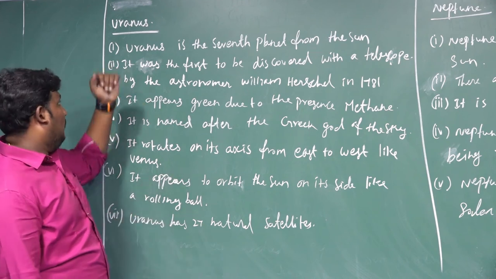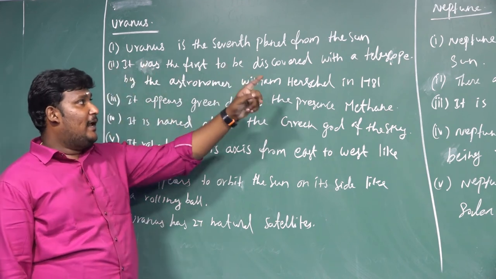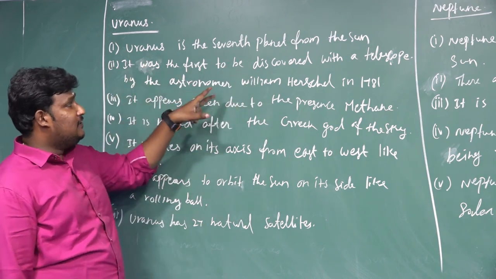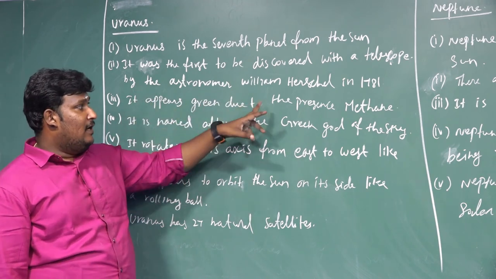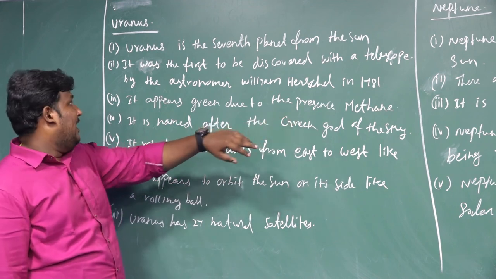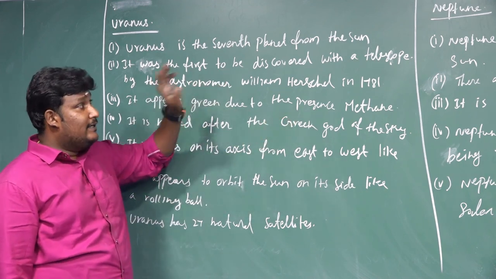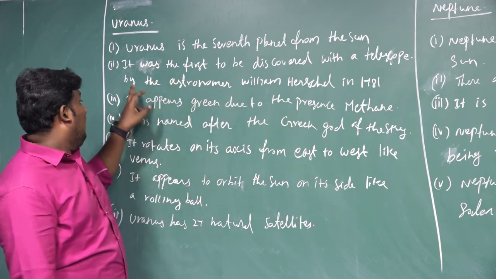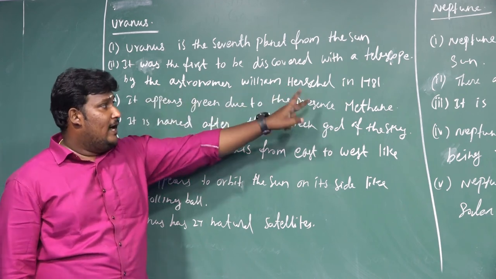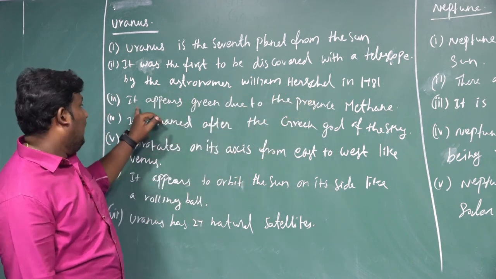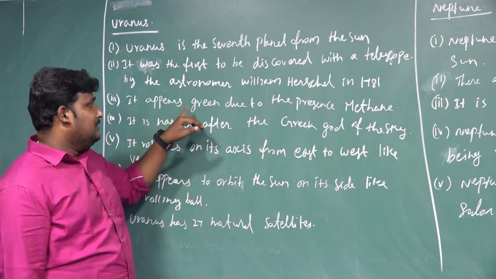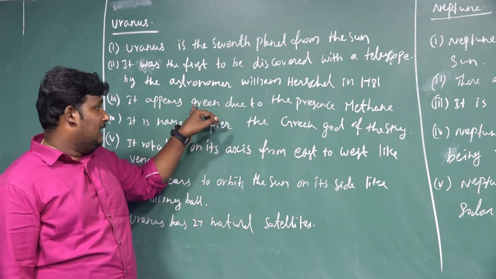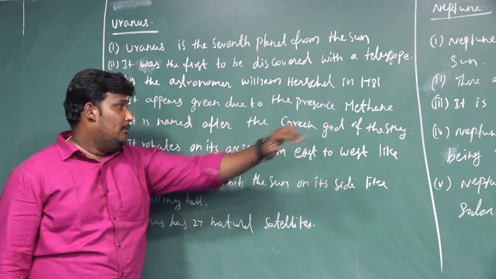Seventh planet, Uranus. Uranus is the seventh planet from the Sun. It was the first to be discovered with a telescope, by the astronomer William Herschel in 1781. It appears green in color due to the presence of methane.